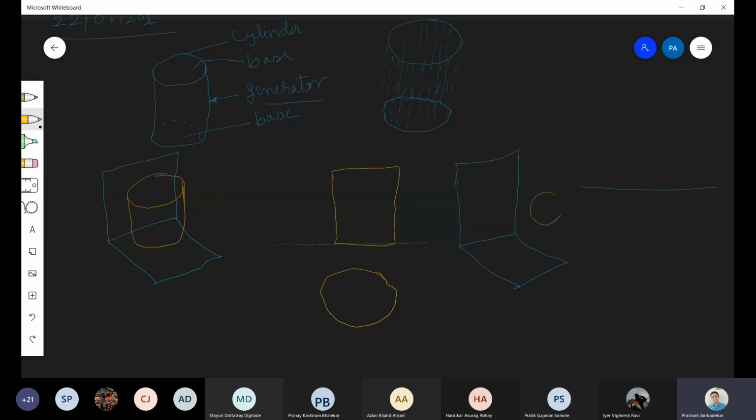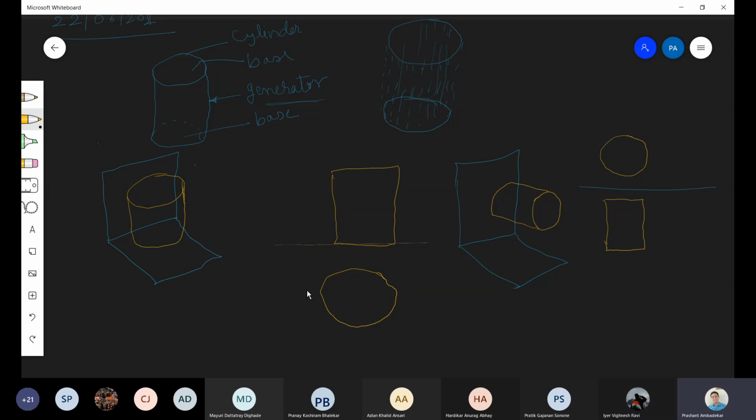And now this time it is resting on VP. So how will it rest on VP? Something like this. Now what will be the front view of the cylinder? Circle. The front view will be a circle, and it will not touch the XY line. Correct. And what will be the top view? The top view will be a rectangle like this.